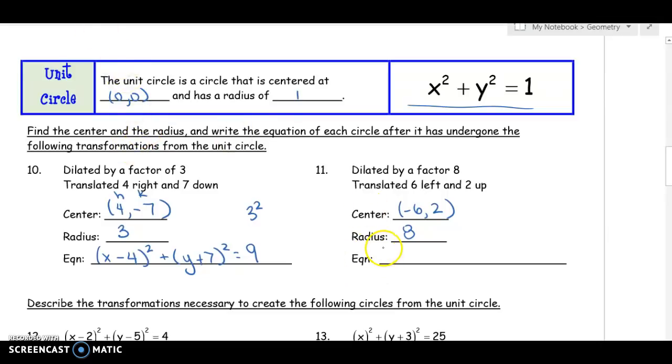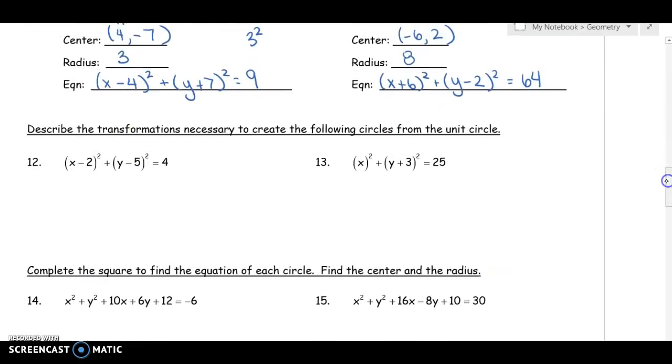And then the equation, x, you'll do the opposite of 6, so +6, quantity squared. 2 is positive, so now it'll be -2, quantity squared. And then you do 8 squared, which is 64. Radius squared. All right. For 12 and 13, we're just doing the reverse. We have the equations. We're going to write down what's being dilated and translated. So if you look at this, the radius is 4. Nope, I lied. The radius is not 4. Radius squared is 4, so the radius is 2.